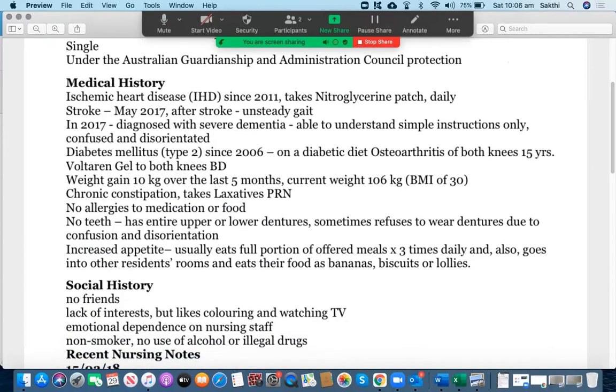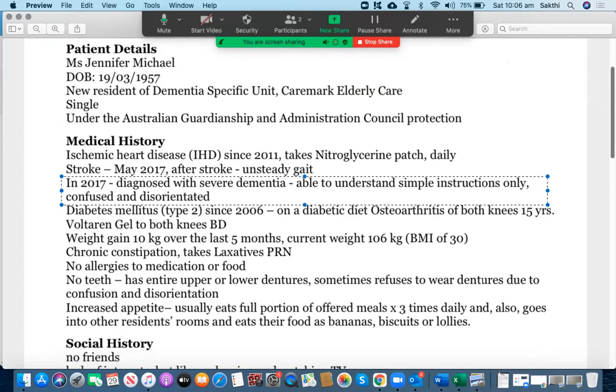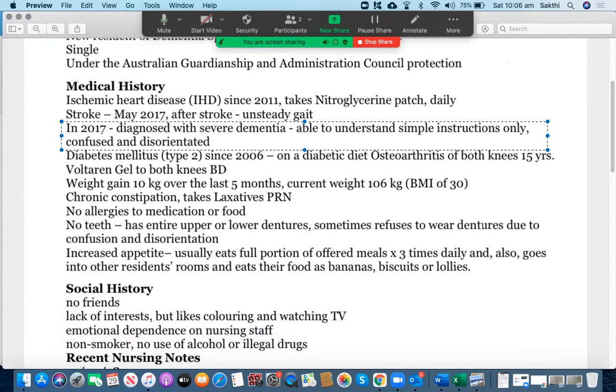Sir, it was not mentioned about the date, because for the past 1 year she is in that hospital only, because of the stroke. Elderly care. Yeah, elderly care. All right, got it.